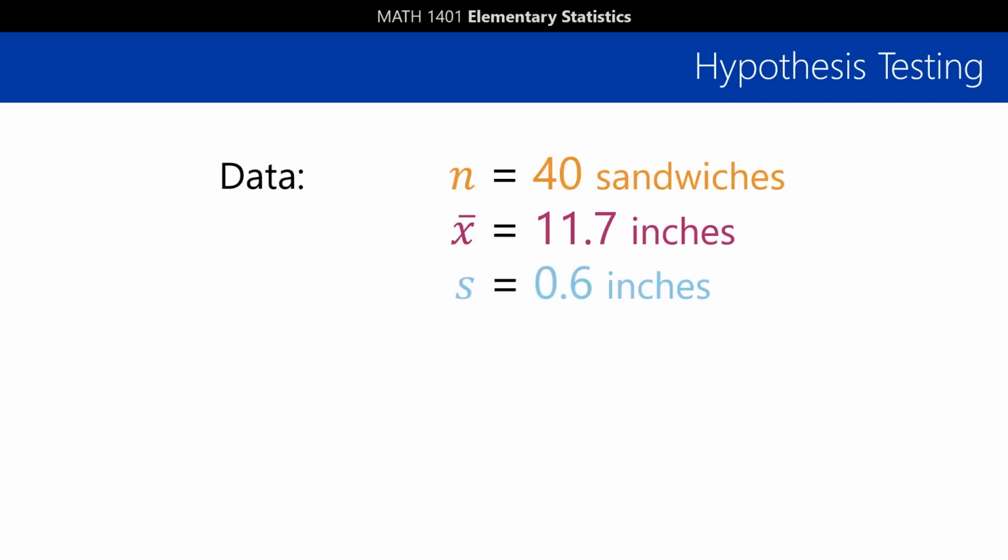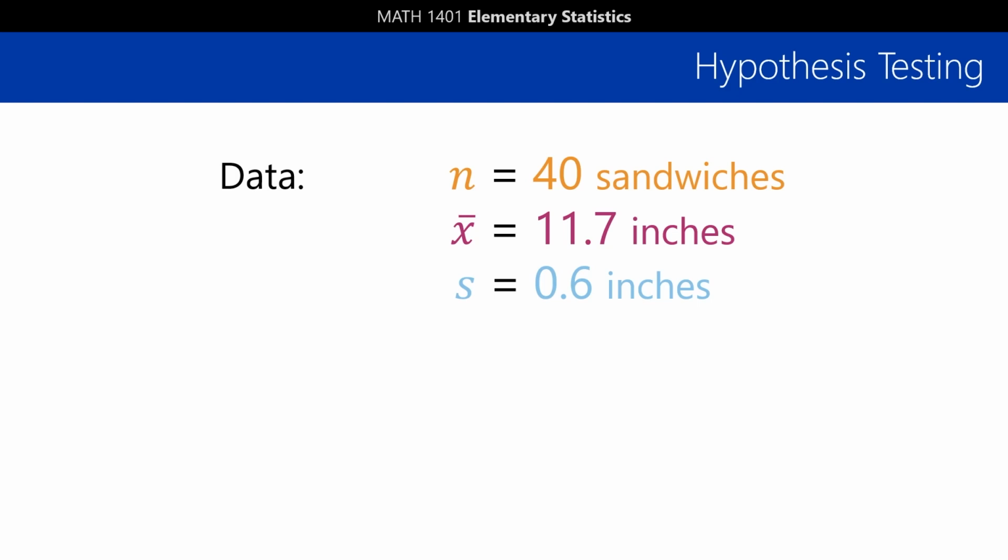With our hypotheses formulated, the next step is to collect data. Suppose we take a simple random sample of 40 sandwiches, and we find that the average length of all these sandwiches is 11.7 inches, with a standard deviation of 0.6 inches. That's pretty close to the claim of 12, but it is still less. The question is, is it far off enough from 12 inches to make us suspicious of Subway's foot-long claim? That's where the analysis part comes in.